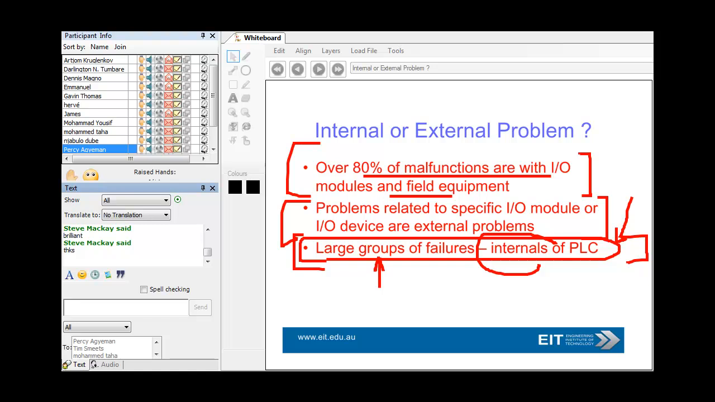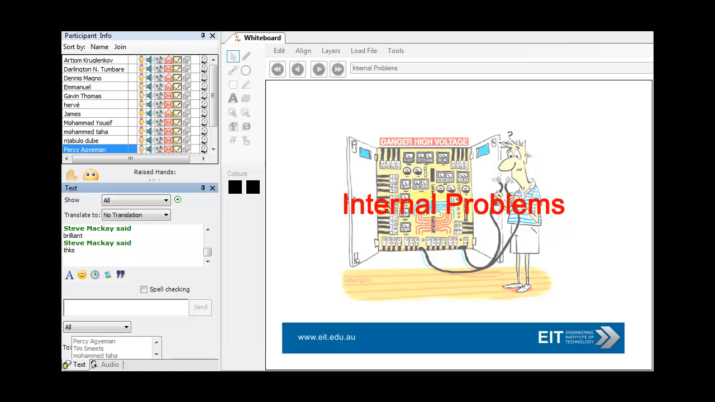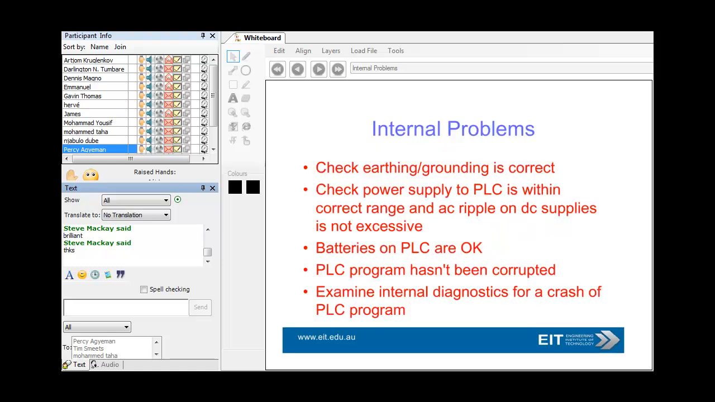And I mean, the Americans come along and say, well, don't worry, Steve, anything you buy from us would have been installed on many, many sites around the world. Well, not really the case. Whenever you buy hardware or software, you may always be the first recipient. Anyway, 80% of malfunctions are generally the I/O. That's what you're going to look for. So let's have a look at internal problems before we go any further.